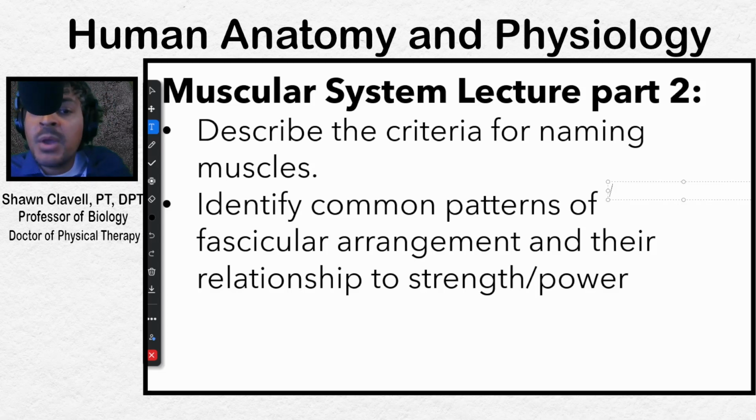Today we're continuing through the muscular system, and in the second section of this lecture we're talking about two main concepts. The first is the criteria that are used to name muscles, which will be helpful in identifying the names of muscles that we see on the human body. And the second is identifying patterns of fascicular arrangement. This is also referred to as the fiber arrangement. We often see that in a number of different pictures.